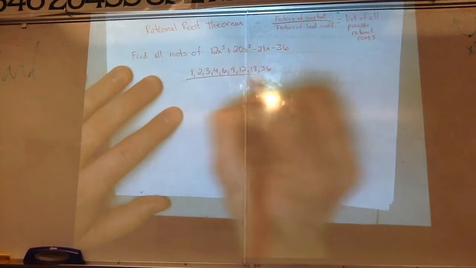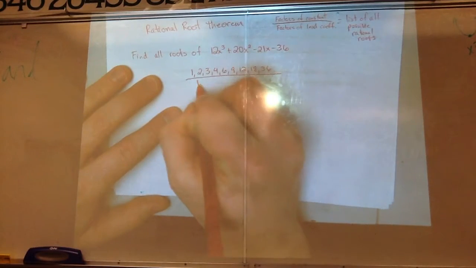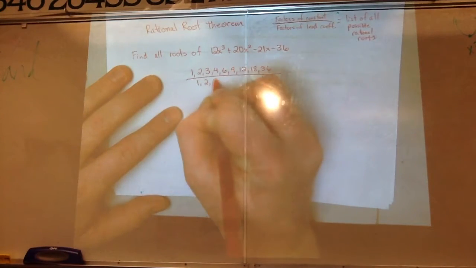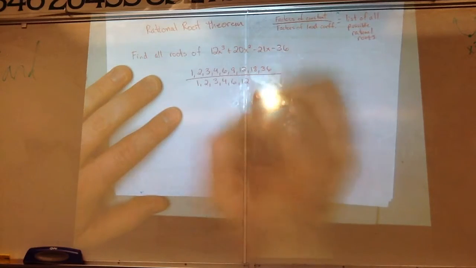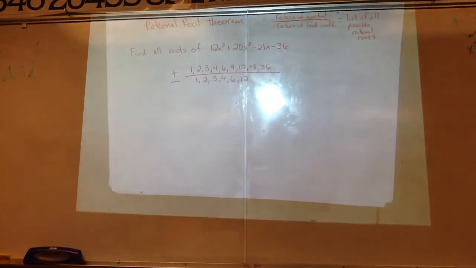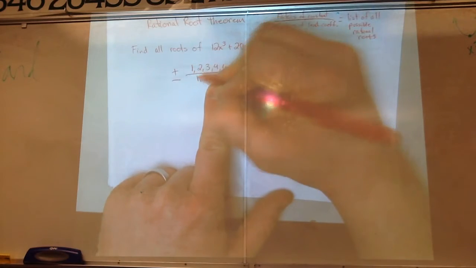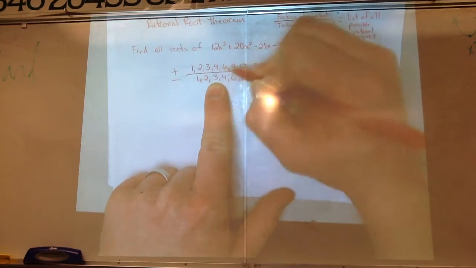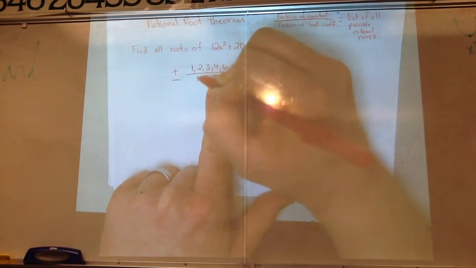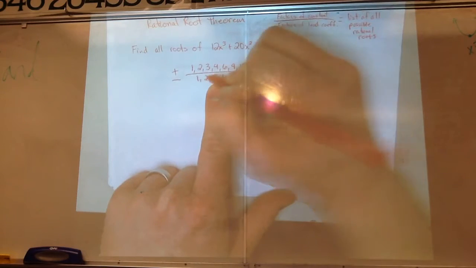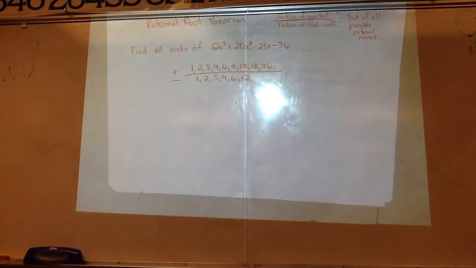Well, we have to try all divided by the factors of 12: 1, 2, 3, 4, 6, and 12. Positive or negative. You can do 1 divided by 1, 2 divided by 1, 3 divided by 1, 4 divided by 1, 6 divided by 1, 9 divided by 1, 12 divided by 1, 18 divided by 1, 36 divided by 1, 2 divided by 2, 3 divided by 2, 4 divided by 2, 6 divided by 2, 9 divided by 2, 12 divided by 2. There's your list of all the possible rational roots.